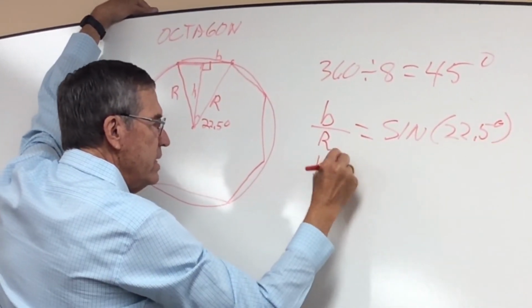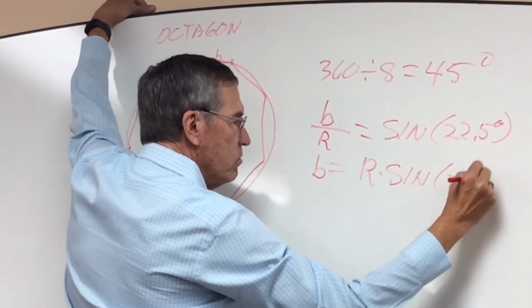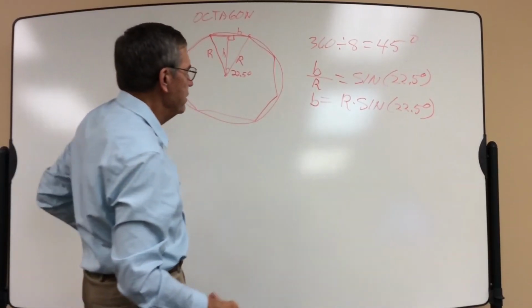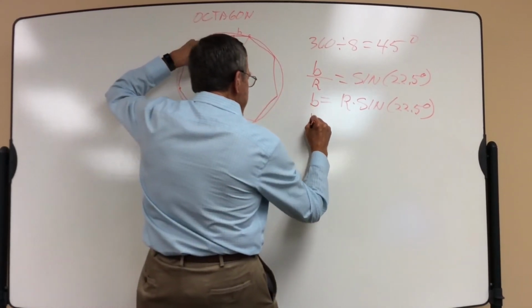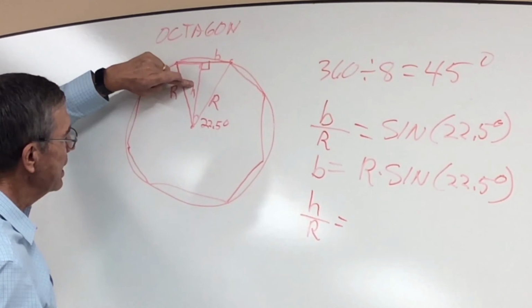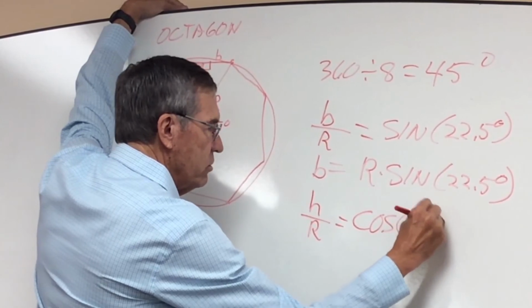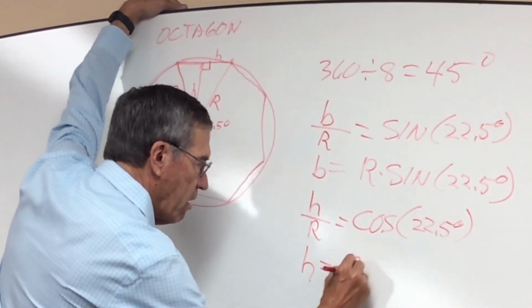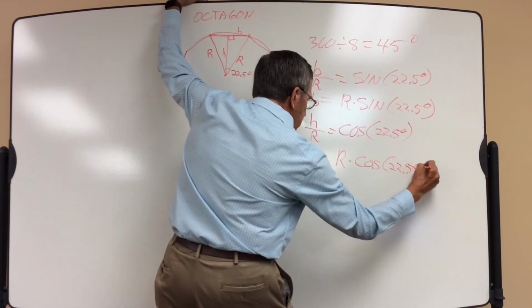Therefore, little b is going to be r times sine 22.5 degrees. Now we'll have to calculate this using a calculator. Okay? We don't have those memorized. Let's do the same for h. Well, h divided by r is going to be the adjacent side divided by hypotenuse, and that's the cosine of 22.5 degrees. So therefore h is going to be r times cosine of 22.5 degrees. Okay?